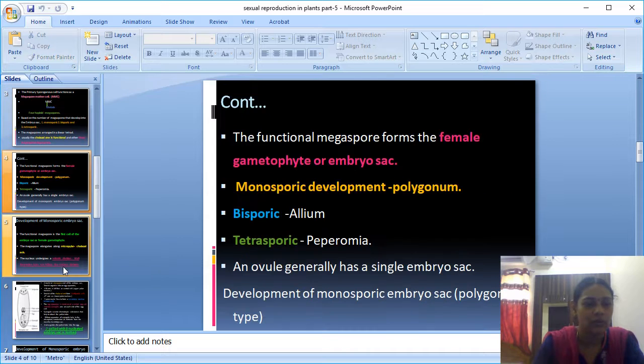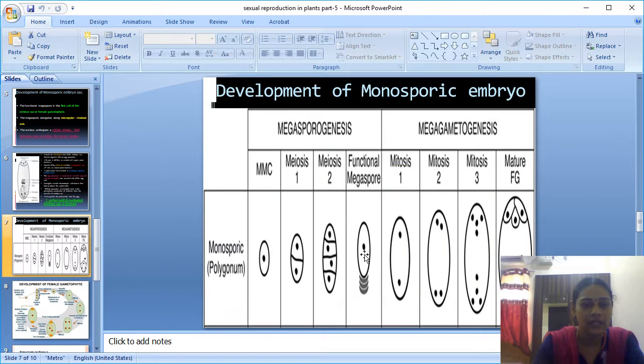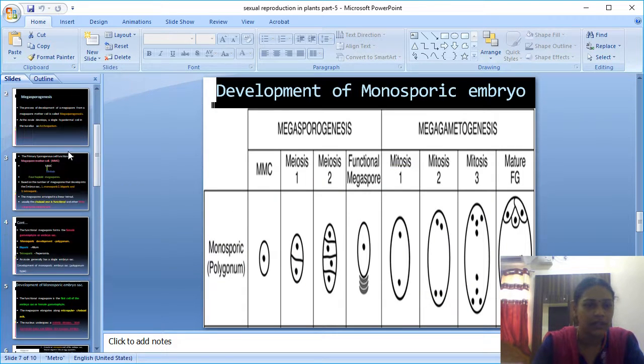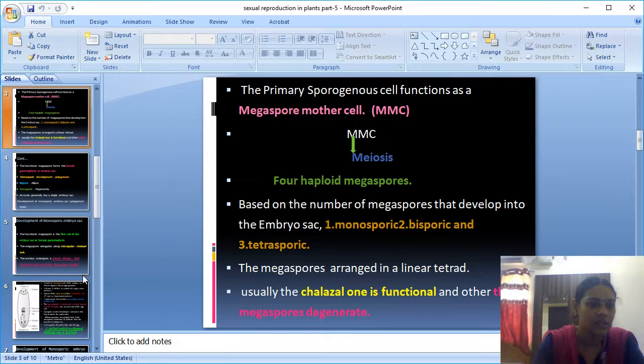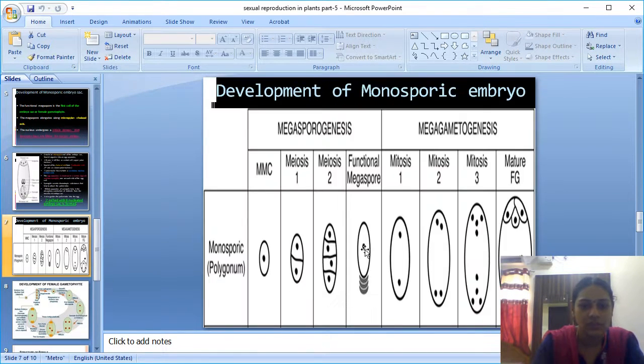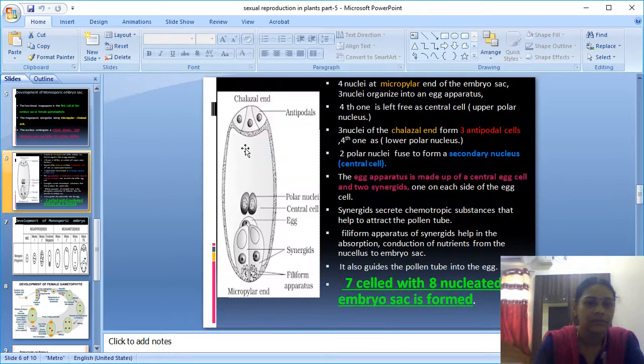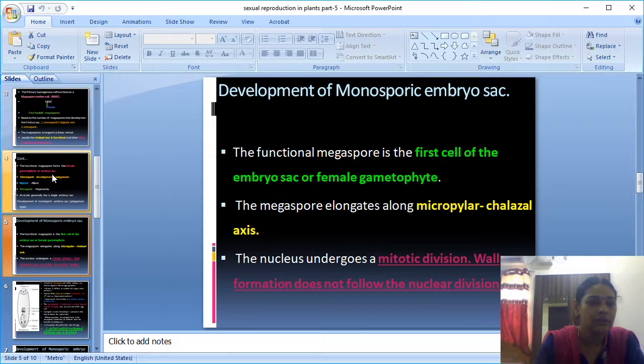That only I had shown you in this diagram. It is arranged in the linear tetrad. This picture they are telling here. And if you see the megaspores, usually the chalazal one is functional and the other 3 are degenerate. If you see the inverted ovule, this is the chalazal end. The chalazal end has one megaspore that is functional. All the remaining ones are degenerated.